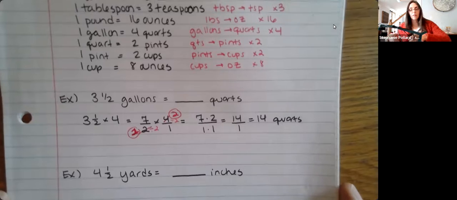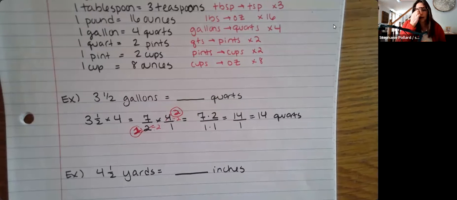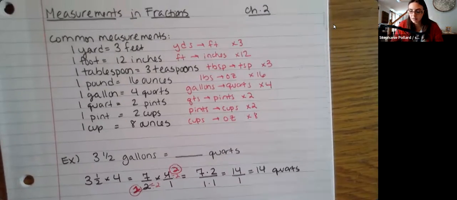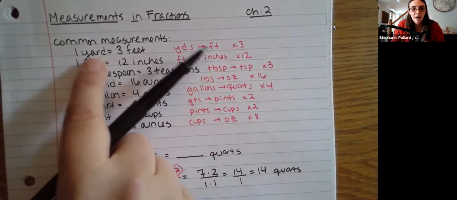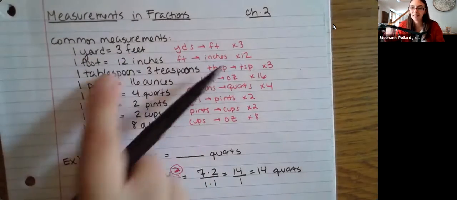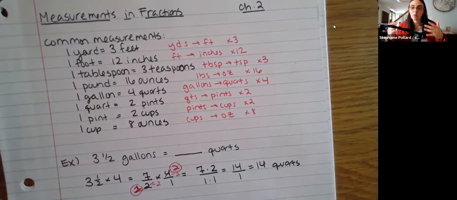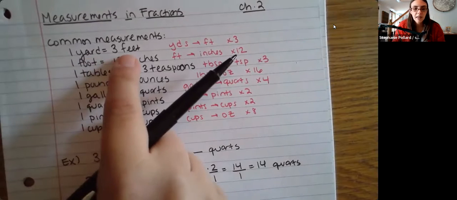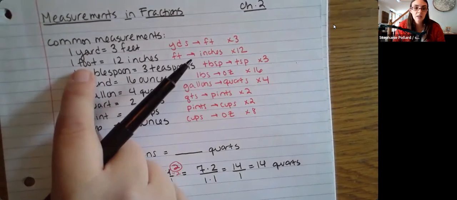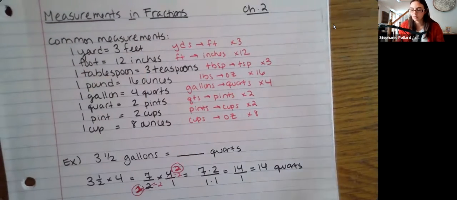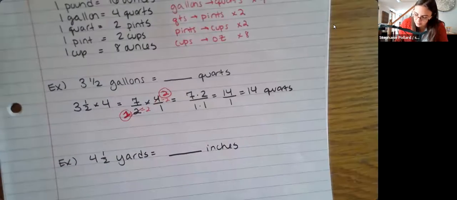Now, the next one we have here is 4 1/2 yards, and we want to go from yards to inches. So if you look at your table up here, you'll see I have yards right here, but I have yards to feet. I don't have yards to inches. So there's lots of ways that you can do this. One way is just take it one step at a time. So I can go from yards to feet first, and then I do have feet to inches. So I'll just do 2 conversions here to make this happen.